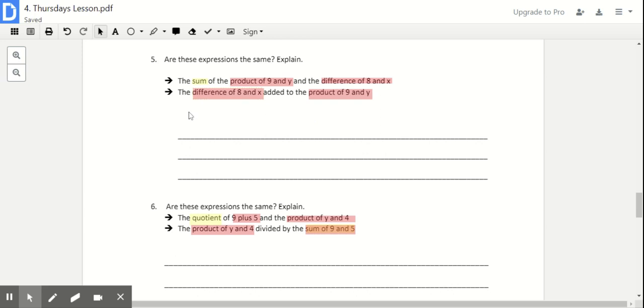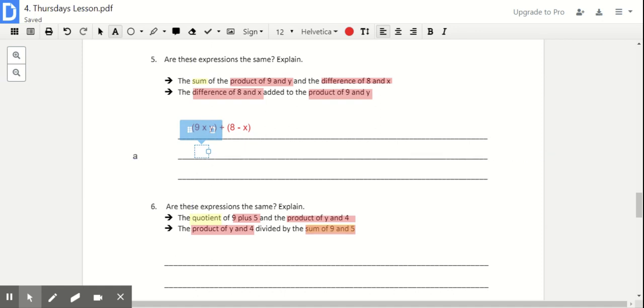So if I were to write these out, let's go through and write number 1 out. Phrase 1, the sum of the product of 9 and y. Product is the same as what operation? Correct, multiplication. So 9 and y, and I'm adding. And then what's the operation for difference? Correct, subtraction. So 8 minus x. So that's for phrase 1.